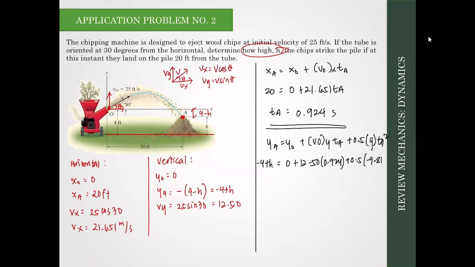Tama ba? Feet per second tayo. So negative 32.2 dapat, times yung t natin ulit na 0.924 squared. Pag simplify natin ito, makikita natin si h na lang yung unknown, no? So makukuha natin value ni h will be equals to 1.809 feet. Okay? So this will be our answer for this problem.